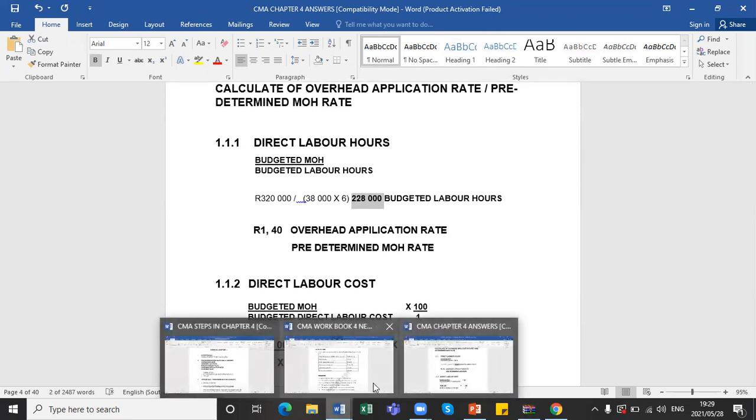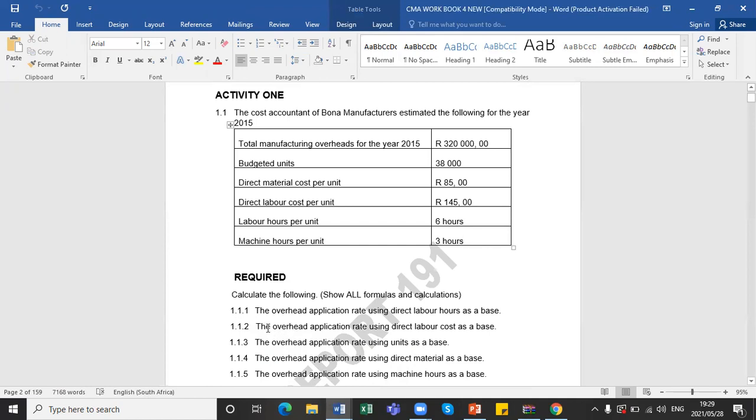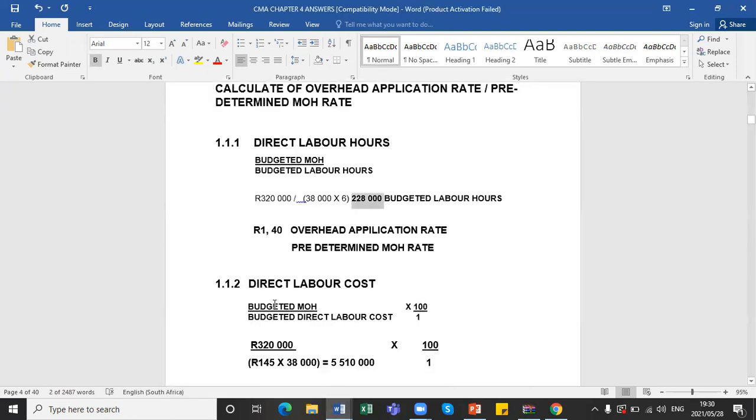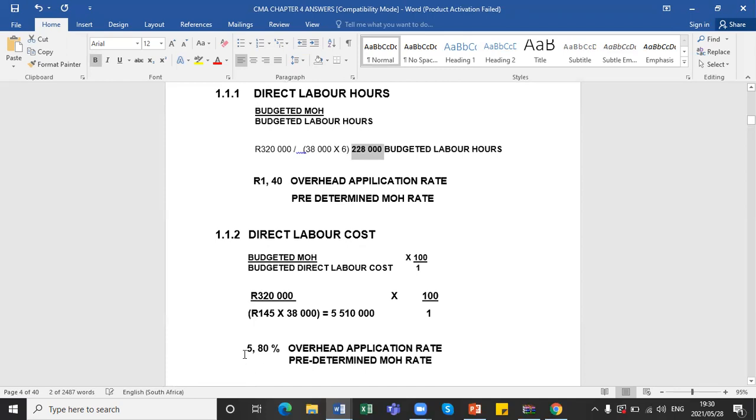In 1.12, the same thing, they say calculate the overhead application rate using labor cost as a base. But remember, they gave you labor cost per unit. So what do we do? We take budgeted overheads. First, we're going to write down our formula, budgeted overheads over budgeted labor cost times 100 over 1. So there's my 320,000 divided by 5,510,000 times 100 over 1. And there is my predetermined rate, also known as overhead application rate.